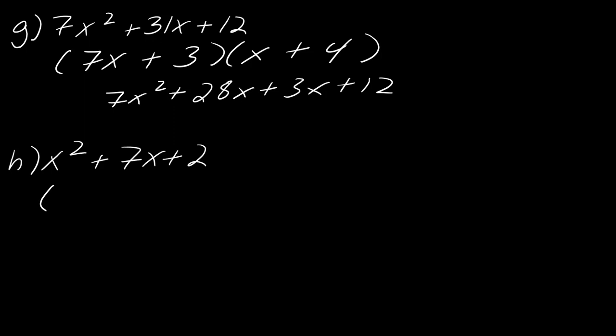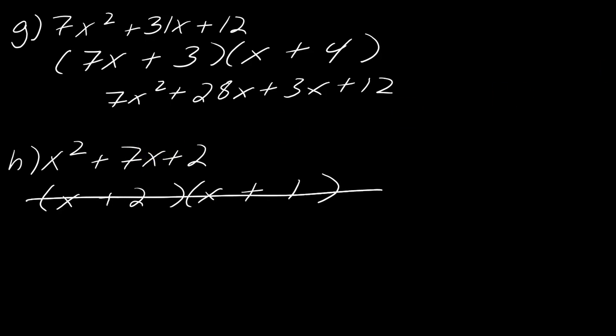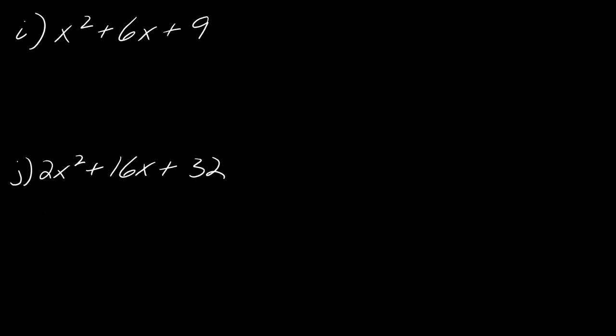Okay, so this last one, I have x and x. And now you might notice an issue here, right? All I can do to make that 2 at the end is the 2 and the 1, and there's no way I can rearrange this to possibly get to 7. So this one was a trick one. The answer here is it's prime, actually. Okay, so let's move on to the next examples.